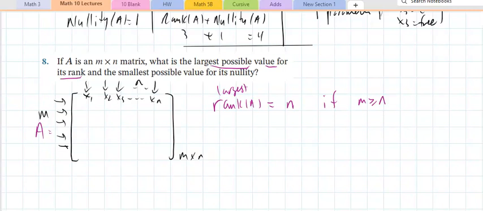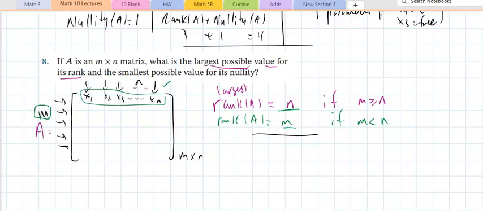And the largest value for the rank of A would be m if n is bigger than m. So think about it this way. If I have 5 unknowns and I have 6 equations, the largest that could happen, I could have 5 pivots, and that would be this case. But if I have 5 unknowns and I only have 3 equations, the most I can get will be 3, assuming that you get 3 pivots, of course.